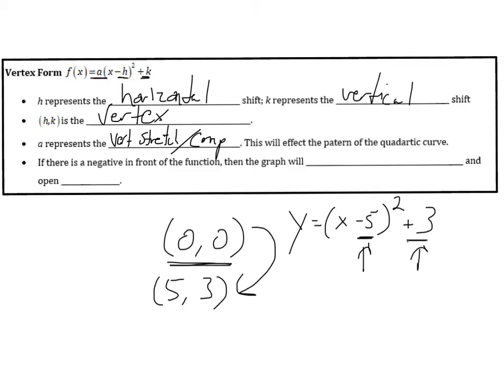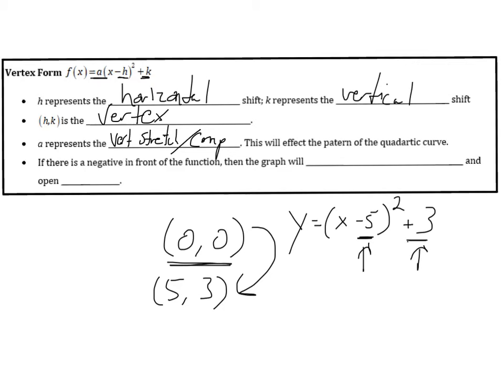This will affect the pattern of the quadratic curve. Like you saw in the last slide, as soon as I added a 2 in front of that x squared, instead of going over 1 up 1, I'm now going over 1 up 2, because basically I take my entire pattern and I multiply the y value by whatever that a value is.